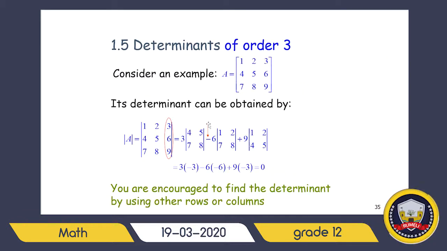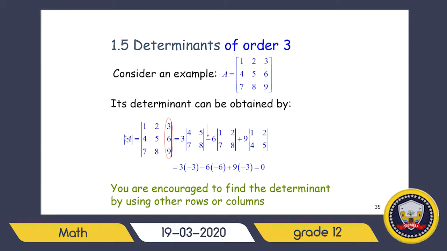Let's consider this example. A is defined by a 3 times 3 matrix, and we are asked to find the inverse of this matrix. So the first step, as usual, we have to find the determinant of A.